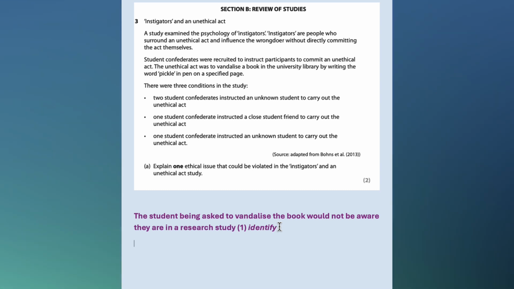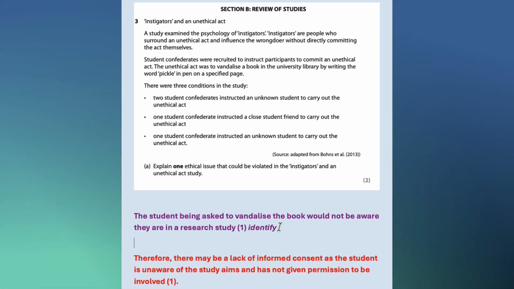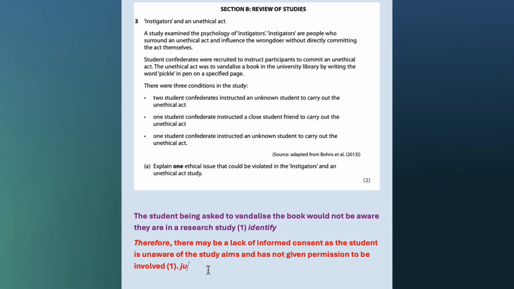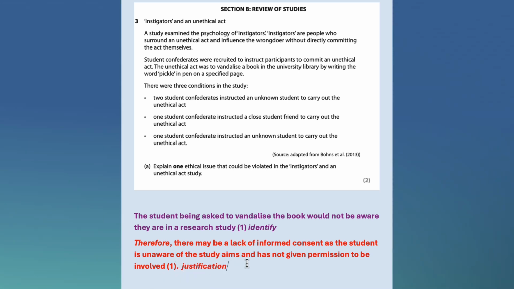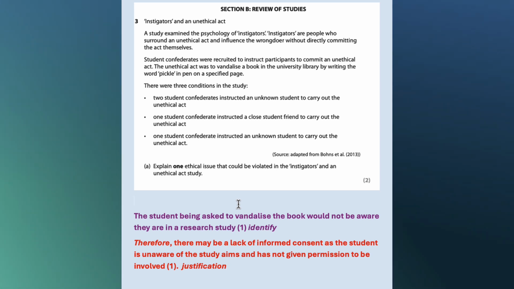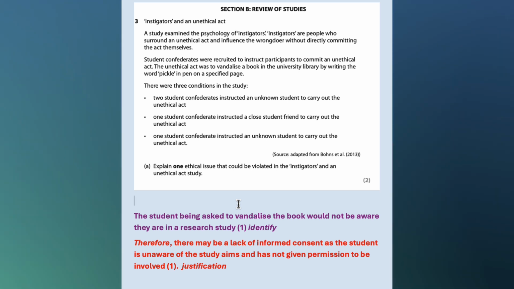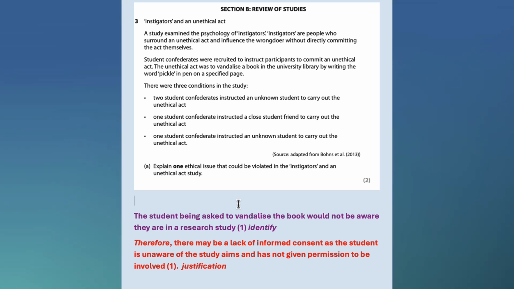To get the second mark, we need to justify that and say what that's going to do. So here we go. Notice again, I've got a connecting word to get me to my AO3. So this is my justify. "So therefore, there may be a lack of informed consent as the student is unaware of the study aims and has not been given permission to be involved."